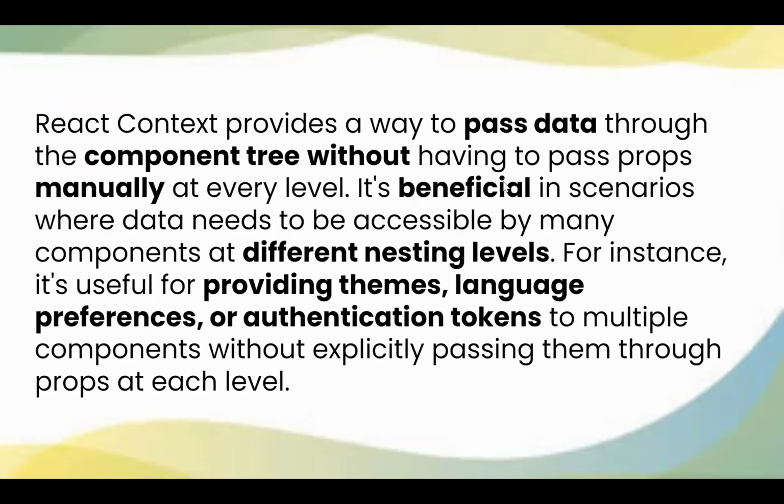So React context provides a way to pass data through the component tree without having to pass props manually at every level. It's beneficial in scenarios where data needs to be accessible by many components at different nesting levels. For instance, it's useful for providing themes, language preference, or authentication tokens to multiple components without explicitly passing them through props at each level. So what does this definition say about?